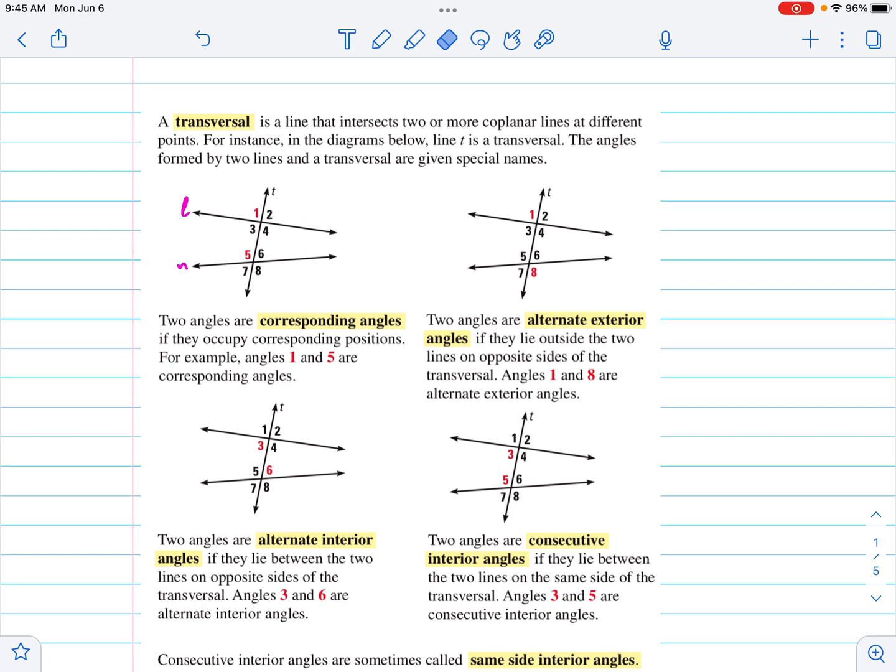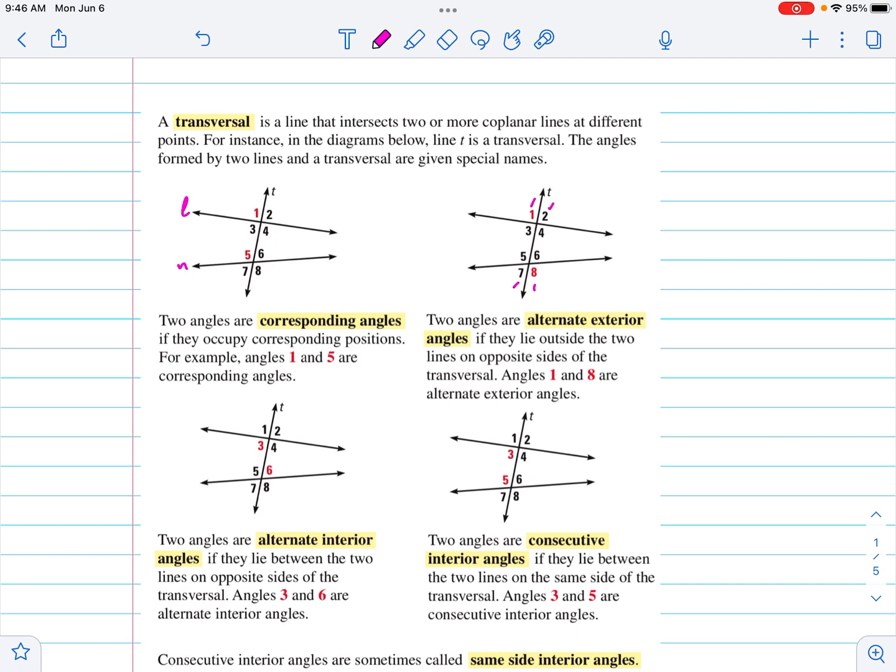Now, there are what we call alternate exterior angles. You notice that we've got interior. If you look at the interior of this thing, these right here are interior angles, 3, 4, 5, and 6. They're between the lines. Now, if you think about exterior angles, you've got angle 1, angle 2, angle 7, and angle 8. They're outside. They're exterior angles.